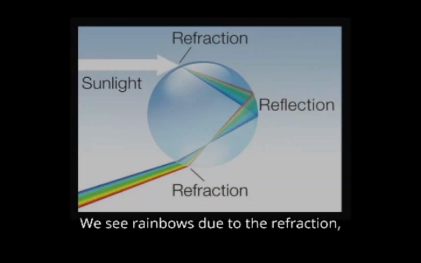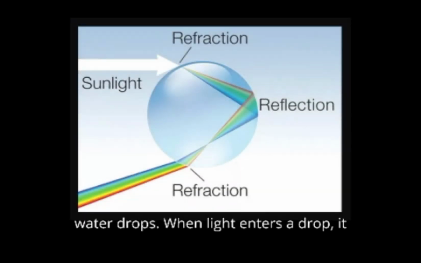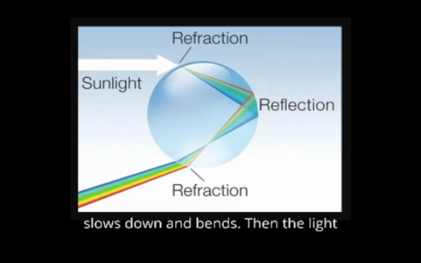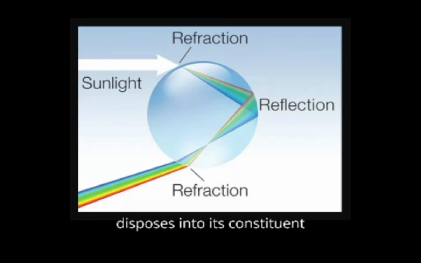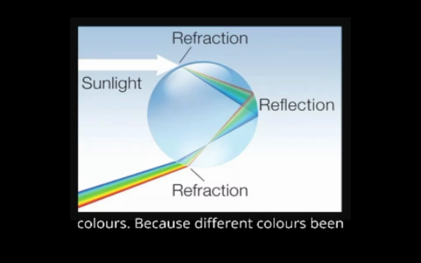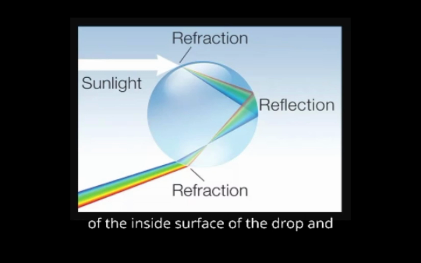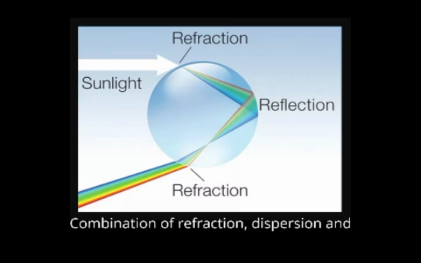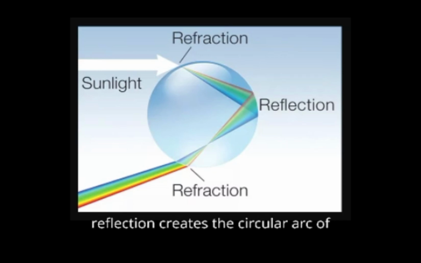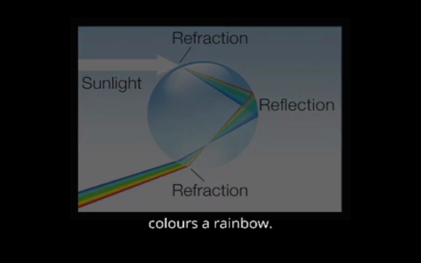We see rainbows due to the refraction, dispersion, and reflection of light in water drops. When light enters a drop, it slows down and bends. Then the light disperses into its constituent colors because different colors bend by different amounts. The light reflects off the inside surface of the drop and refracts again as it exits the drop, further separating the colors. This combination of refraction, dispersion, and reflection creates the circular arc of colors, a rainbow.